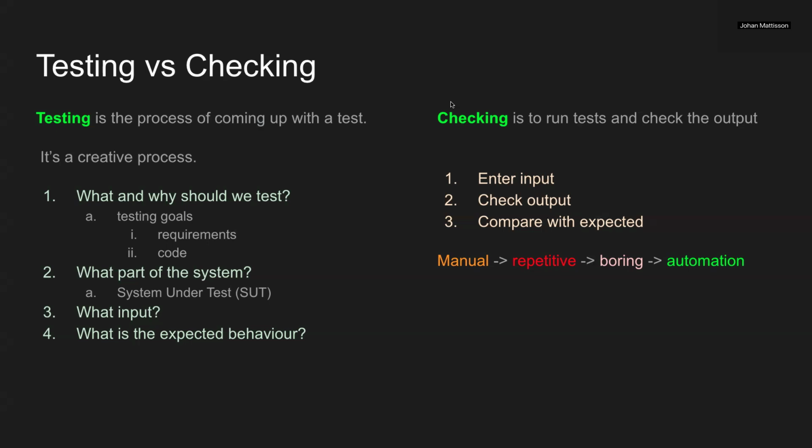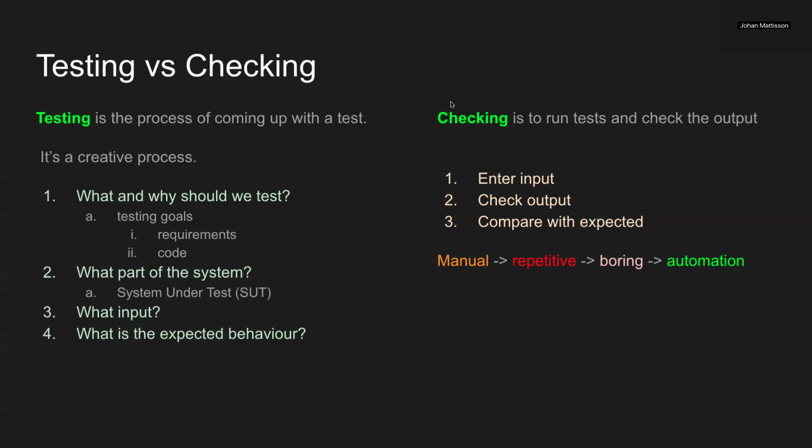If we can, there are certain aspects that are exceptionally hard to actually automate, the testing and stuff like that. So it can be hard to do those kinds of things. Testing is the process of coming up with a test instead. This is kind of creative. It's a creative process, basically.